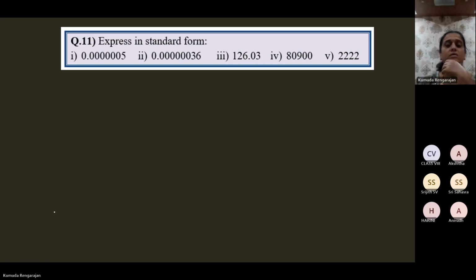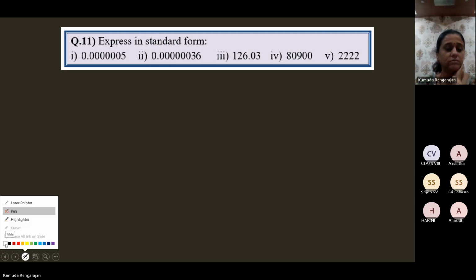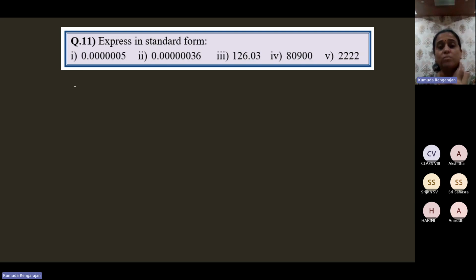Okay. So here the heading is express in standard form. So standard form has two parts. In the first part, you'll have to write a value which is 1 or anything more than 1 but less than 10. And the second part, you must write 10 raised to any integer. 10 raised to any integer.